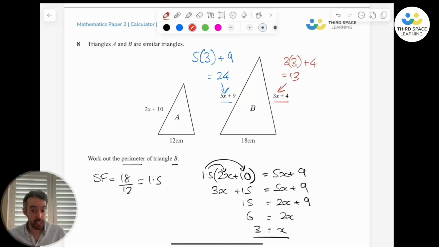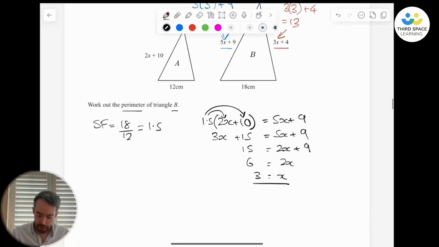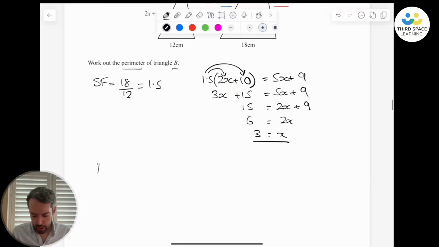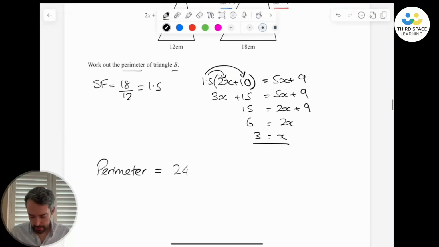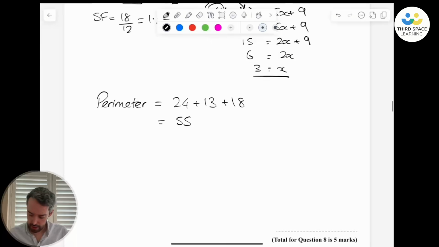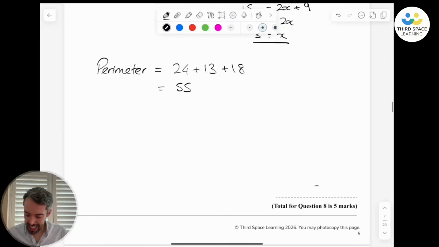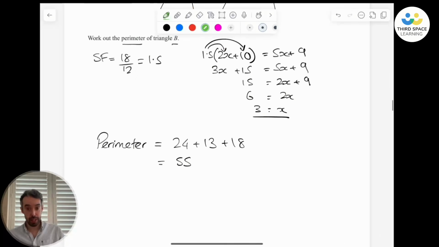And now I just need to add them together. So show the examiner what we're doing. I'm going to write down that perimeter is equal to 24 plus 13 plus 18, because this is where my method marks are coming from. Add them all together and we get 55. So it's 55 and it's centimetres because it is a perimeter. And that's 5 marks on that one, not bad at all.